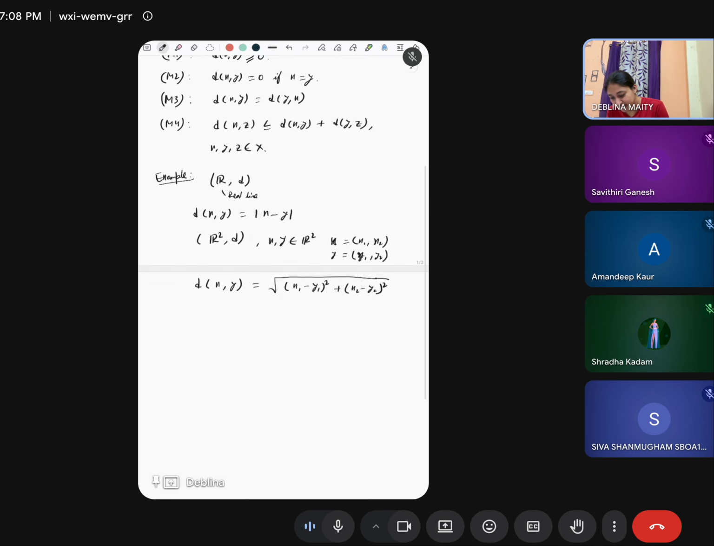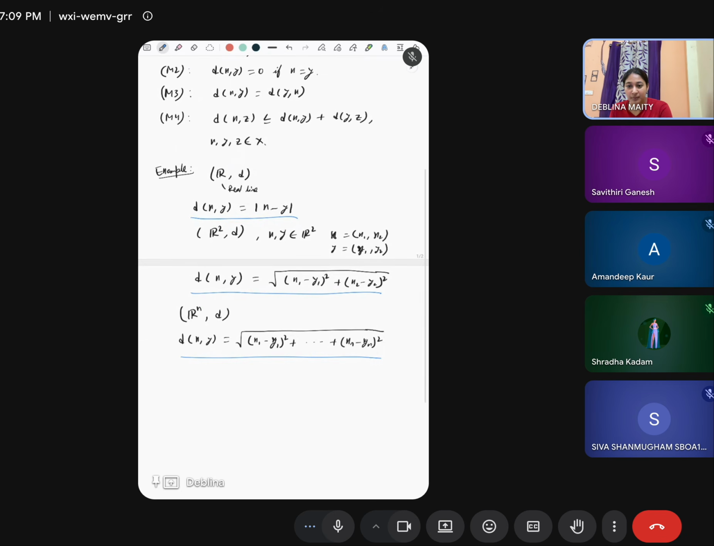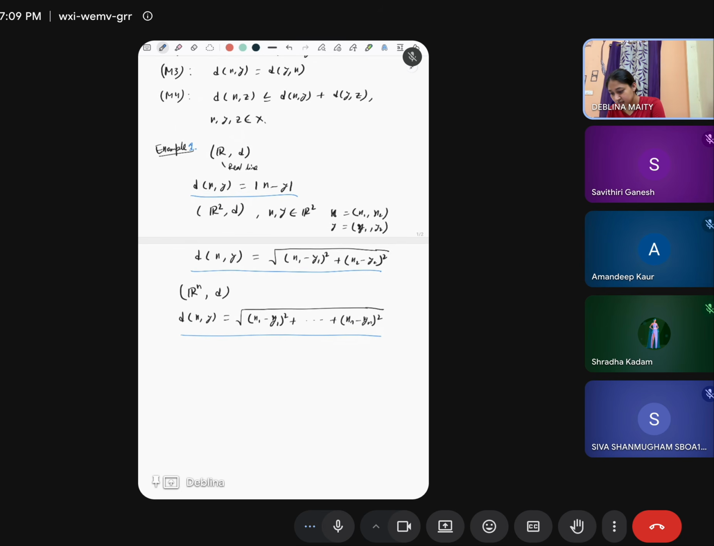And similarly in Rn, the n-dimensional space, we can define the metric by the square root of (x1 minus y1) squared plus up to (xn minus yn) squared. All these d's satisfy these properties. That's why R with this metric forms a metric space. This is the first example. Let's go to the second example.